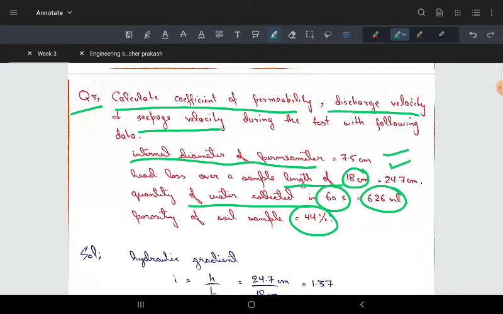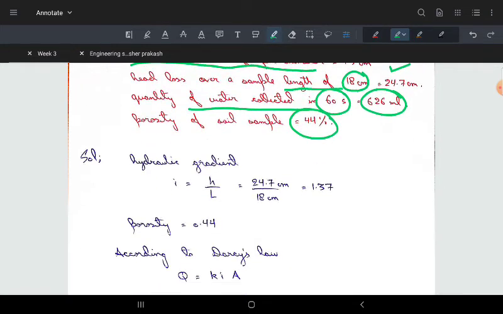So please read this question carefully and see what we are given and what we have to find. We are given the internal diameter, the length of the sample, and the head loss. Also, we are given the quantity of water collected and the time taken to collect it. Porosity of the sample is also given. We have to find the coefficient of permeability and discharge. Here velocities are of two types: discharge velocity and seepage velocity. I will explain the difference between them in the question.